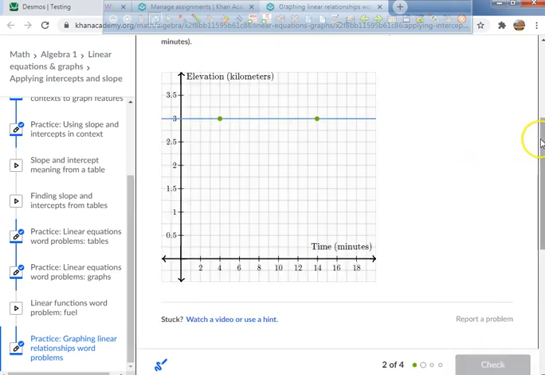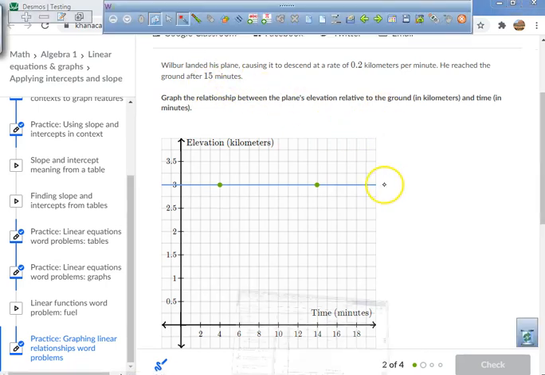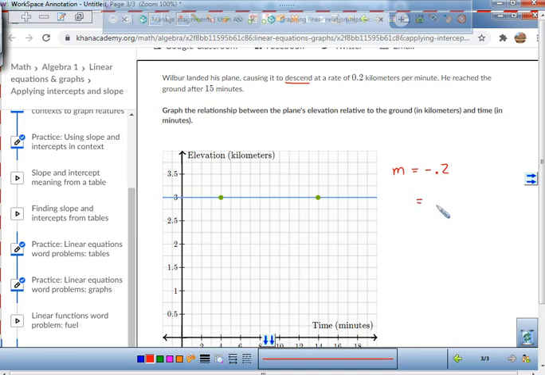All right, let's take a look at this one. Wilbur landed his plane, causing it to descend at a rate of 0.2 kilometers per minute. He reached the ground after 15 minutes. So once again, I'm given a slope. Now, a descending slope means it's negative. It's going down, and it's going down at a rate of 0.2. Now, just so you guys know, negative 0.2 is the same as saying negative 1/5. Those are equivalent. So you can use negative 0.2 or negative 1/5, either way.